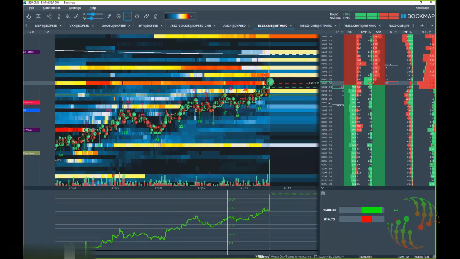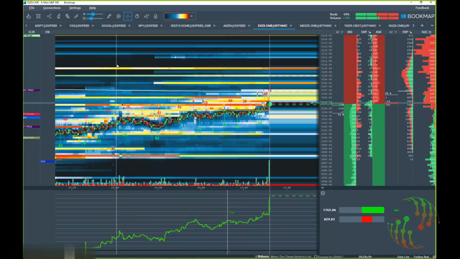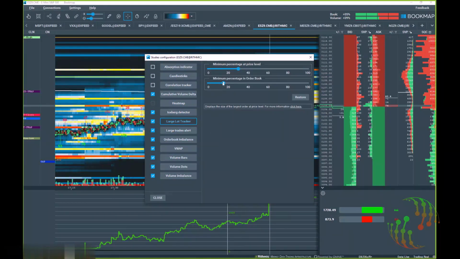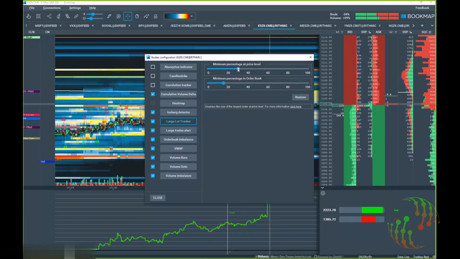It depends on your settings here. With the large lot tracker, you can set a percentage. What do you want to see? The lower the percentage, the more vertical lines you have.